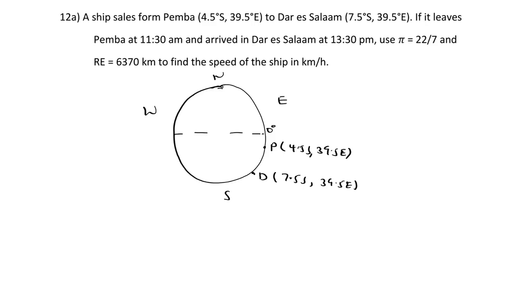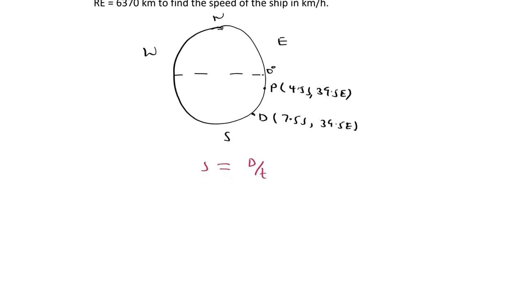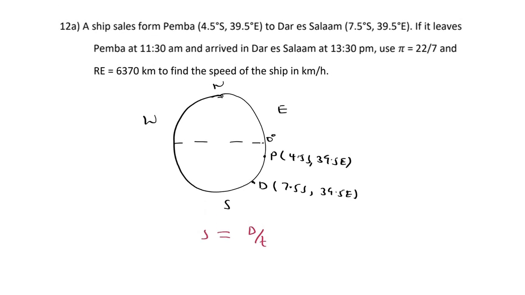Okay, so to find the speed, we need to know the distance traveled and the time taken. Let us recall the formula for the speed, which says speed equals distance over time. So we see from our question, we have been provided with a time scale, and the distance can be found from the degrees given.